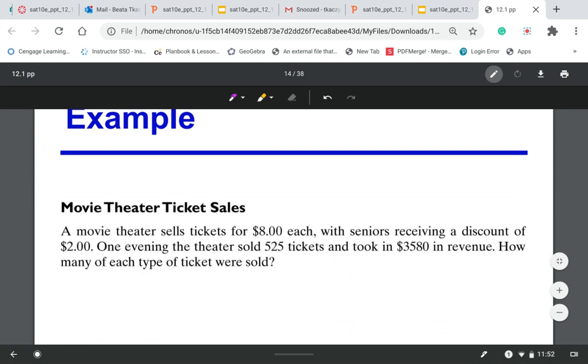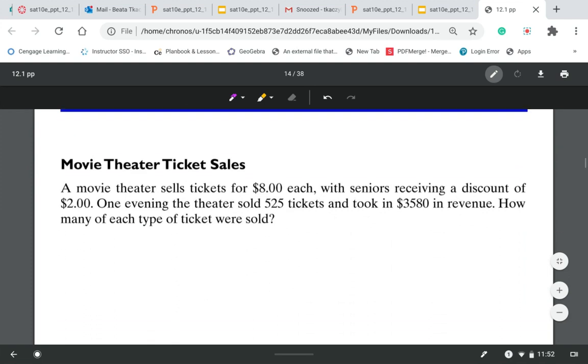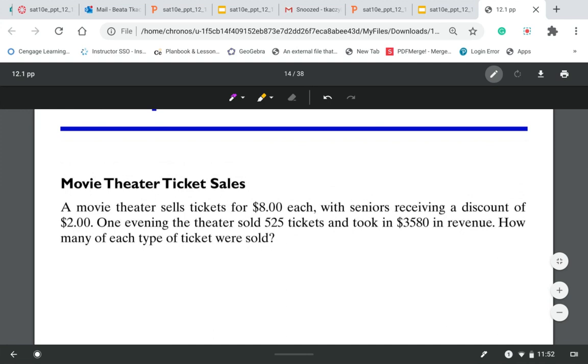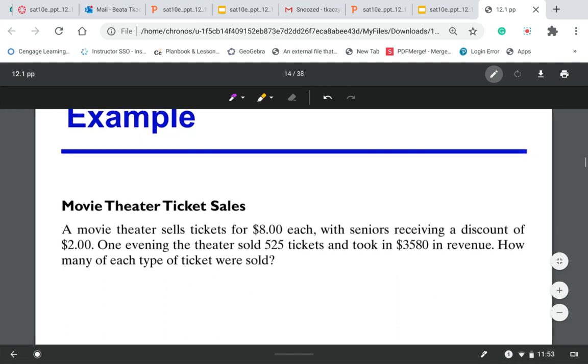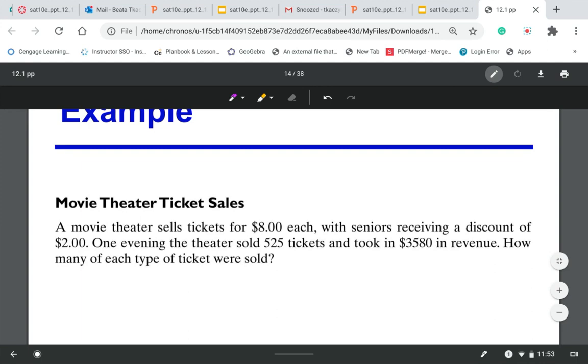Next, we're going to solve word problems using systems of equations. I'm going to use the example from your PowerPoint on slide 14. This is movie theater ticket sales. Movie theaters sell tickets for $8 each, with seniors receiving a discount of $2. One evening, the theater sold 525 tickets and took in $3,580 in revenue, which is the profit they made. How many of each type of ticket were sold?